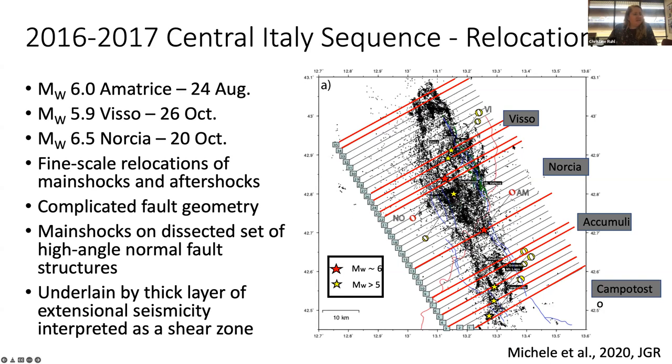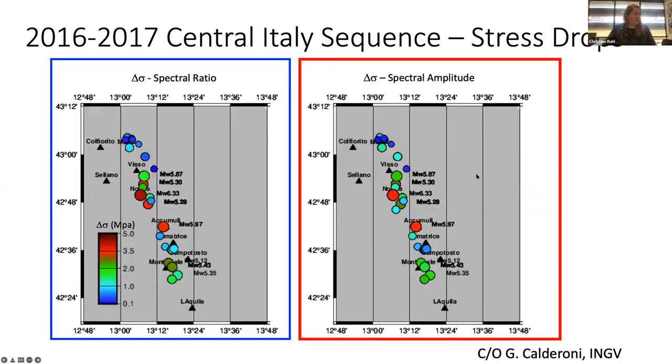These cross sections here are all of the relocations. And then I'm just going to compare it to Giovanna Calderoni's preliminary work looking at stress drops for the area. A lot of times, because of the uncertainties, you would look at stress drops using multiple methods. So these are two independent methods showing similar patterns, where the highest stress drops are concentrated together in the central part.